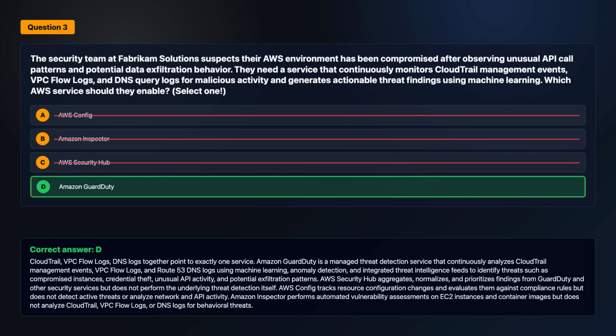credential theft, unusual API activity, and potential exfiltration patterns. AWS Security Hub aggregates, normalizes, and prioritizes findings from GuardDuty and other security services, but does not perform the underlying threat detection itself. AWS Config tracks resource configuration changes and evaluates them against compliance rules, but does not detect active threats or analyze network and API activity. Amazon Inspector performs automated vulnerability assessments on EC2 instances and container images, but does not analyze CloudTrail, VPC flow logs, or DNS logs for behavioral threats.